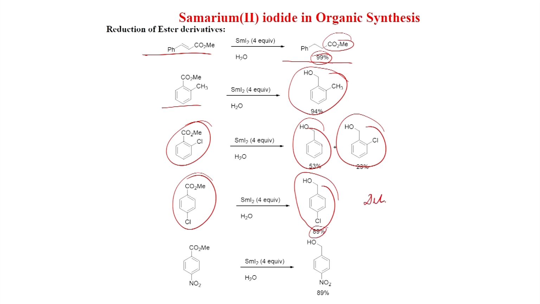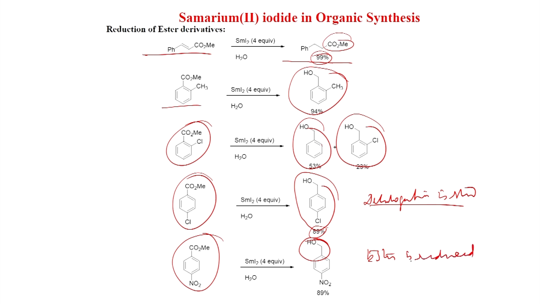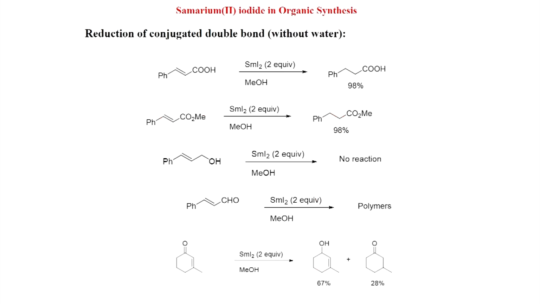So, dehalogenation is slow. And this is very important, a nitro and a CO2Me group are there. So, with samarium iodide, selectively the alpha,beta-unsaturated bond is reduced compared to nitro. So, nitro is untouched here, you get 89% of this product. And without water, this is a mild reducing agent.